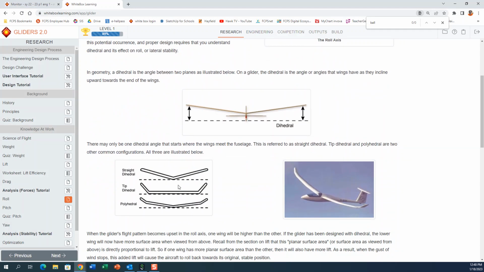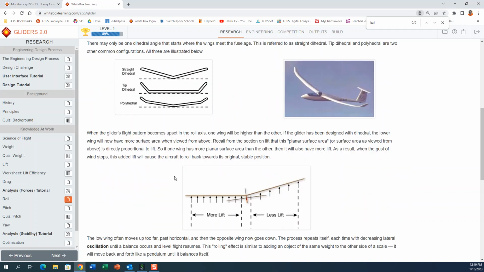And there are different styles of wings. Some are angled all the way from the fuselage out. Some are flat and then only angle up at the tip. And then this one is called tip dihedral. And the other one is called a poly. Poly just means many. And so poly has a little bit of angle and then even more angle at the tip. We're going to keep it simple right now. We're just going to stick with the straight dihedral, okay?